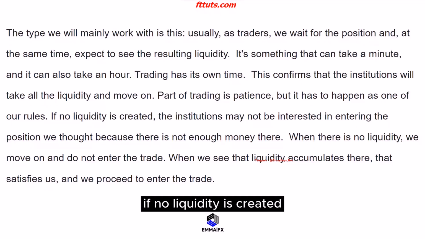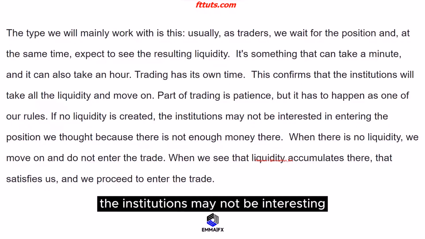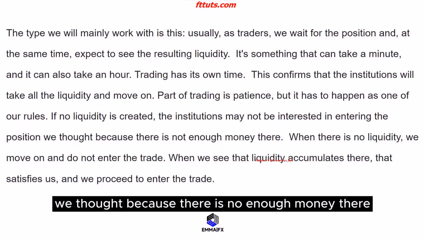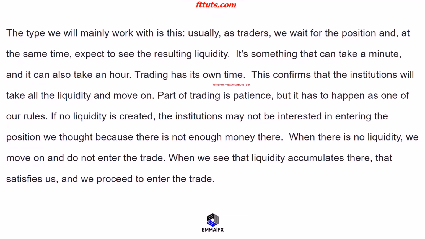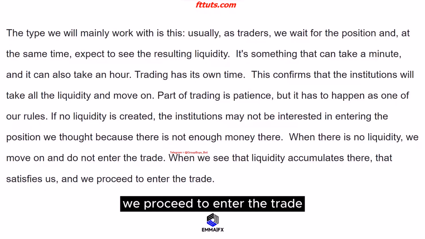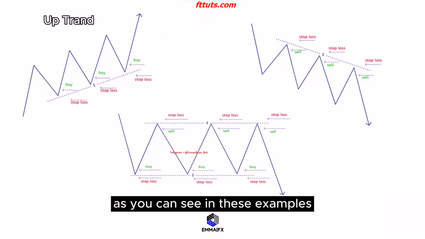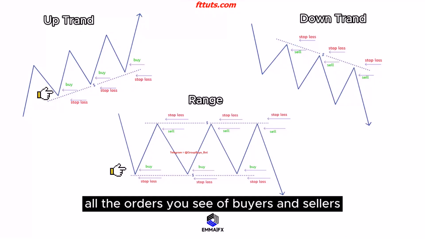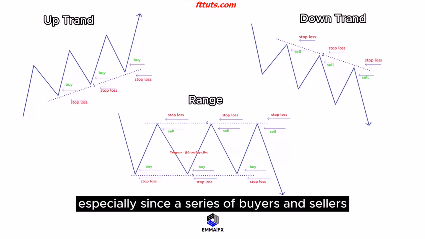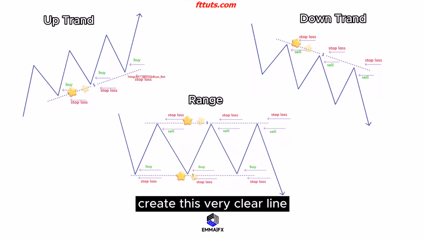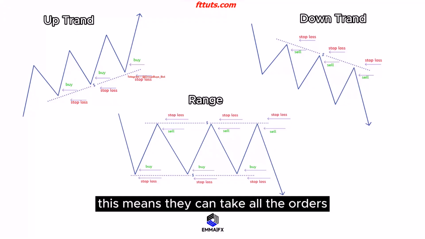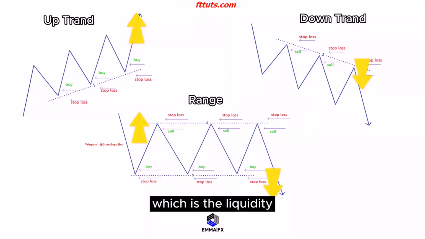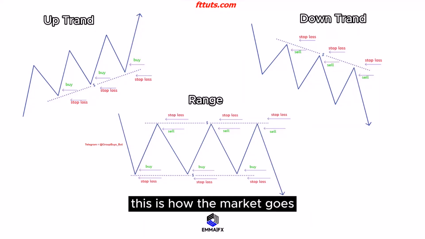If no liquidity is created, the institutions may not be interested in entering a position, because there is not enough money there. When there is no liquidity, we move on and do not enter the trade. When we see the liquidity accumulate there in a way that satisfies us, we proceed to enter the trade. As you can see in these examples, all the orders you see of buyers and sellers have liquidity, especially since a series of buyers and sellers creates this very clear line. The institutions have the option to buy or sell in large quantities. This means they can take all the orders, which is the liquidity, and all of the money. This is how the market goes.